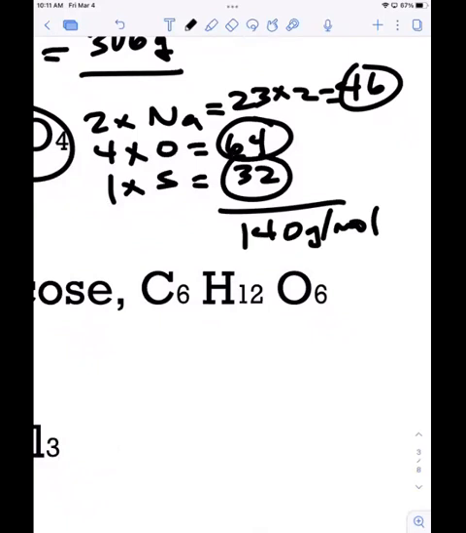Am I right on that? I don't think I'm right on that. It's not 140. 64 and 32 is 96. And 46 is 142.